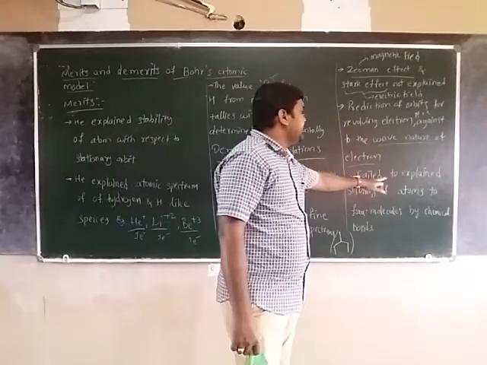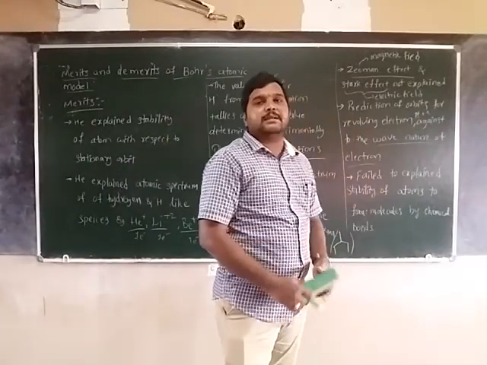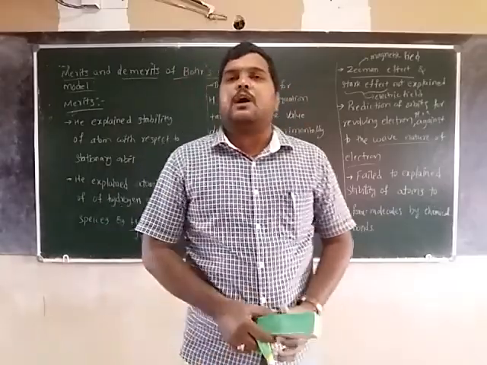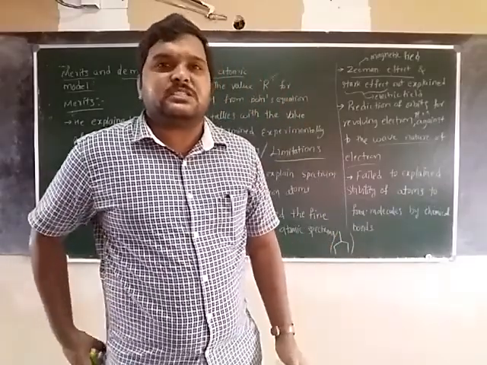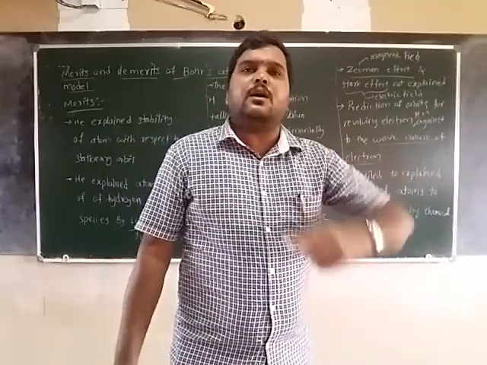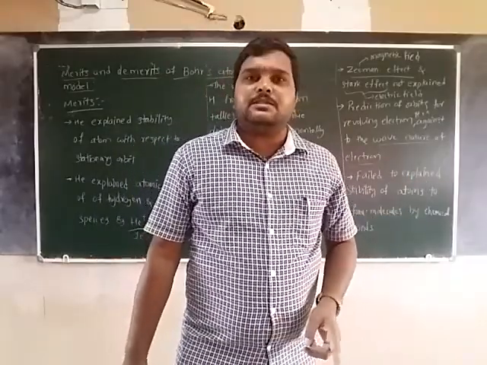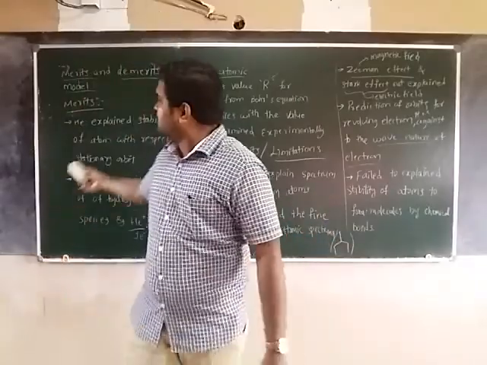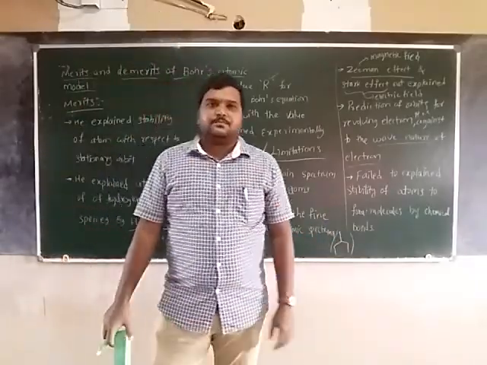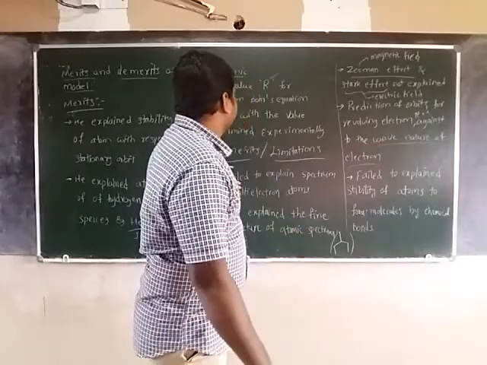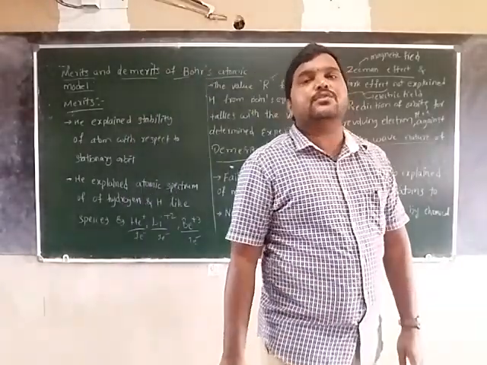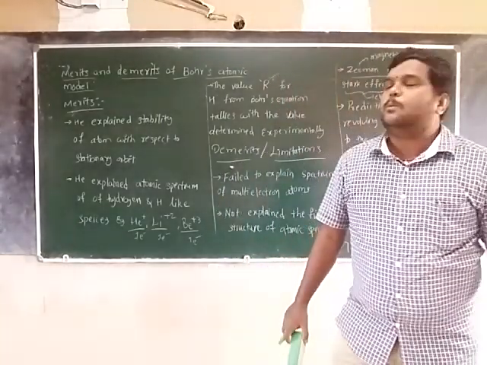Next, it failed to explain the stability of atoms forming molecules by chemical bonds. Formation of chemical bonds leads to stability. So he could not explain the stability of atoms with respect to chemical bonds, but he explained it with respect to the stationary orbits. Is it clear? So these are the merits and demerits or drawbacks of Bohr's atomic model.